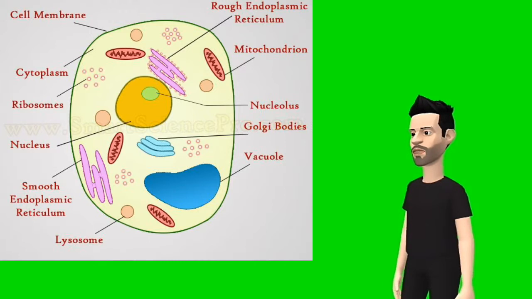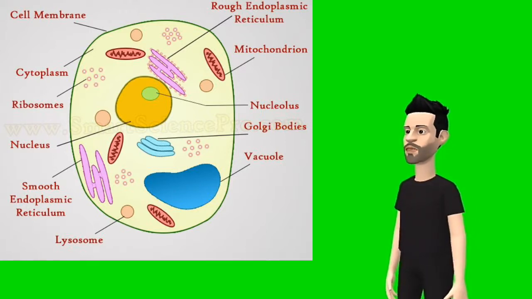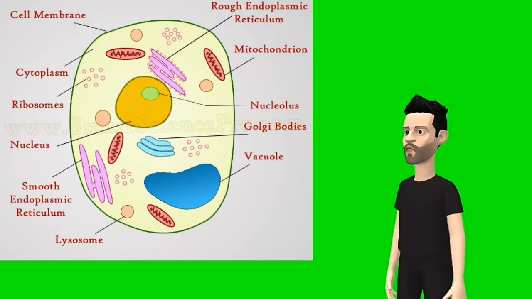The vacuole in an animal cell is not as useful as it is in a plant cell. It is present in a single-celled animal called amoeba. It is used as a water regulator as it regulates the amount of water.